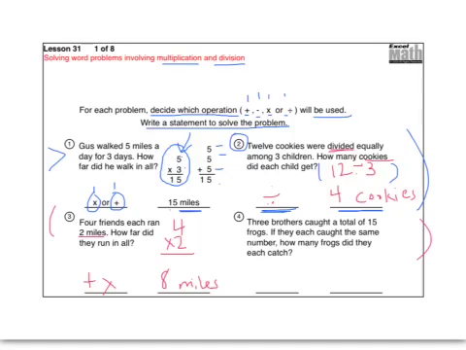Number 4, 3 brothers caught a total of 15 frogs. If they each caught the same number, how many frogs did they catch? So you're going to be doing 15 divided by 3. Right down here would actually be probably a better place to write it. 15 divided by 3 is, of course, 5, and they each caught 5 frogs. Don't forget your label now.